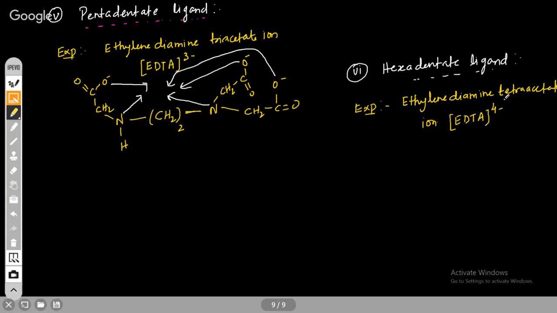EDTA 4 minus. The only difference in this case is what? You can write down the structure of this one. See, triacetate is this. If you replace this hydrogen by another acetate ion, the donor atom will be this oxygen, the next one. So 6 will be the denticity. Did you understand the structure here?